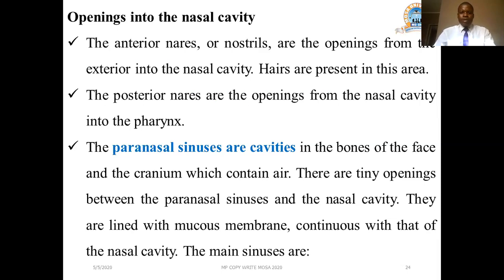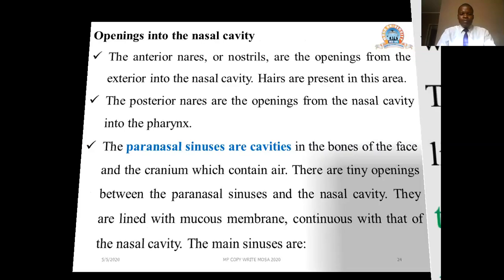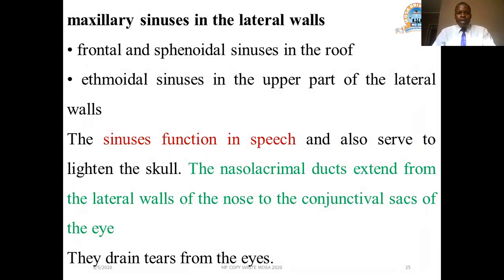The paranasal sinuses are cavities in the bones of the face and the cranium, which contain air. There are tiny openings between the paranasal sinuses and the nasal cavities. They are lined with mucous membrane continuous with that of the nasal cavity. The main sinuses are the maxillary sinuses in the lateral walls, the frontal and sphenoid sinuses in the roof, and the ethmoidal sinuses in the upper part of the lateral walls. So these sinuses are quite important.